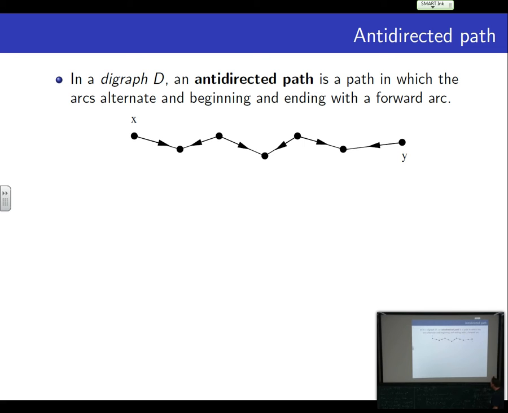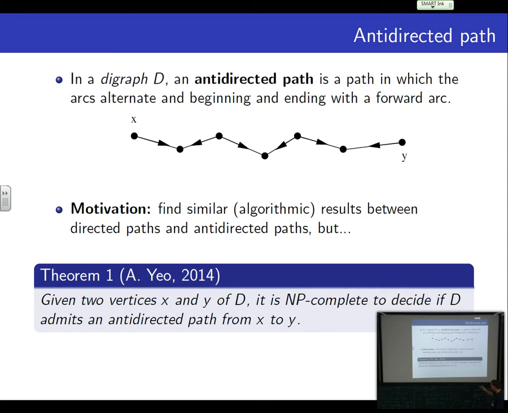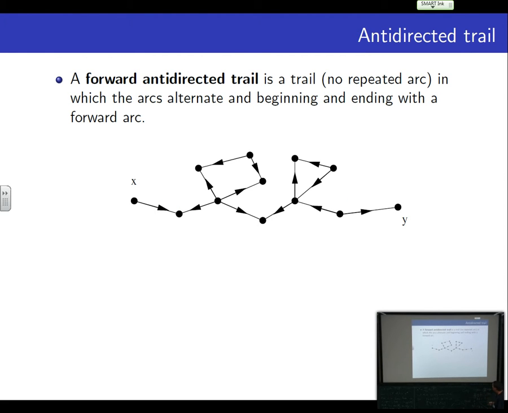So we could have some motivation, namely, can we say anything about joining vertices by this kind of path and define some kind of connectivity based on this? The problem is that even to decide whether there's one such path is NP-complete. So a more natural way, a way that will work, is the following.